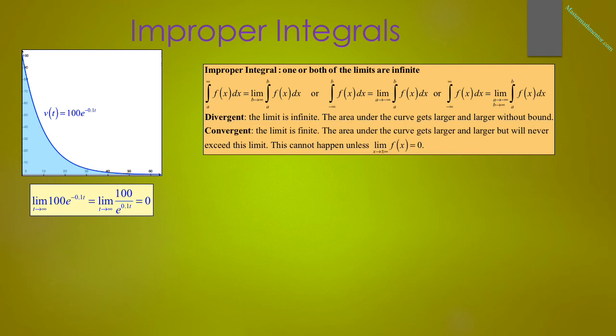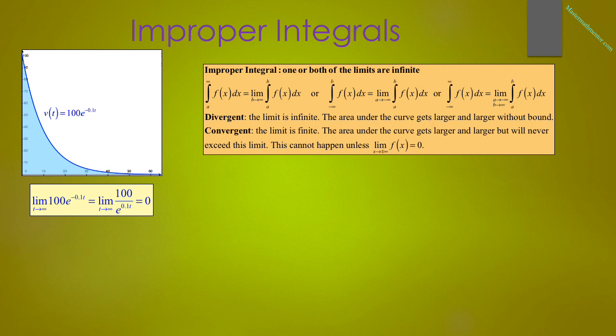We now introduce the concept of an improper integral. That is a definite integral where one or both of the limits are infinite. It can be expressed as the integral from a to infinity of f of x dx, which can be interpreted as the limit as b approaches infinity of the integral from a to b of f of x dx.